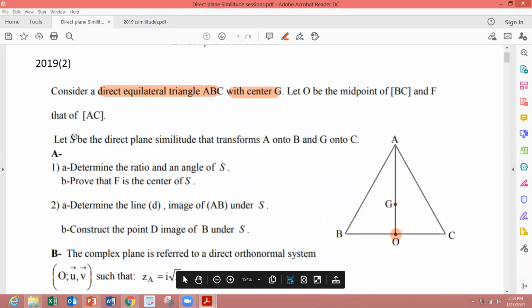Let S be a direct plane similitude that transforms A onto B and G onto C. Determine the ratio and the angle. How to determine the ratio and the angle? How do we find the ratio and the angle? From this we are going to use these two in order to calculate the ratio and the angle.